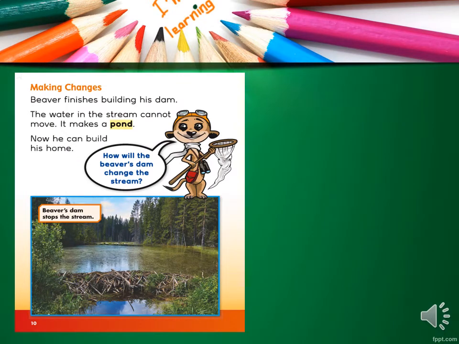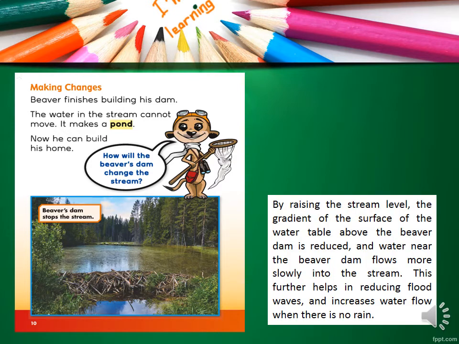Making changes. Beaver finishes building his dam. The water in the stream cannot move. It makes a pond. Now he can build his home. How will the beaver's dam change the stream? By raising the stream level, the gradient of the surface of the water table above the beaver dam is reduced, and water near the beaver dam flows more slowly into the stream. This further helps in reducing flood waves and increases water flow when there is no rain.